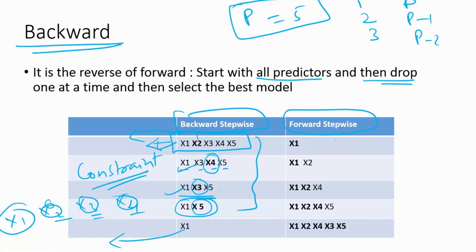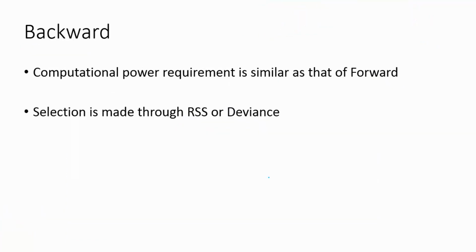On the other hand, forward, you just do the exact opposite, right? You start with one model and keep that variable, and then add another variable. So in the 2 variable model, x1 has to be there. In the 3 variable model, x1 and x2, which have been retained in the 2 variable model, have to be there. So you can see this is definitely there. So it's exactly the opposite of backward. The computational power requirement is similar to that of forward.